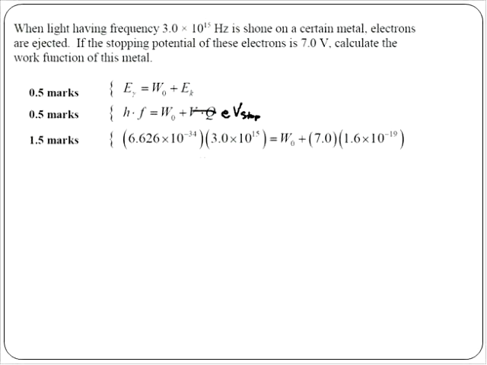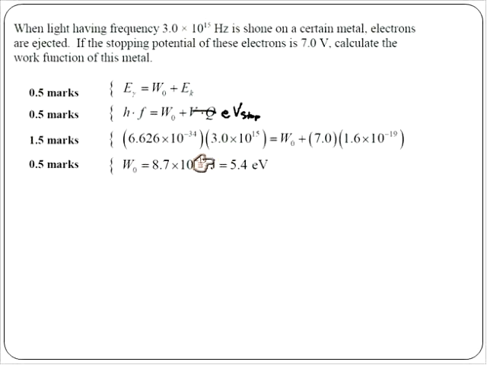So we've got Planck's constant, 6.626 times 10 to the negative 34, times f, which was given, 3.0 times 10 to the 15. And on the other side, I've got the charge on an electron, 1.6 times 10 to the negative 19, times the 7 volts. Simplify that, and you have your work function. Okay, and you can see what that question was actually worth on this particular test. It was worth a total of 3 marks. So there's your work function.